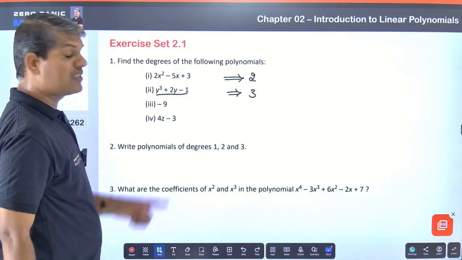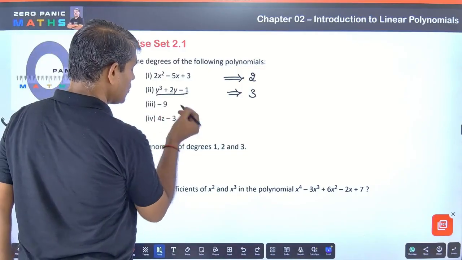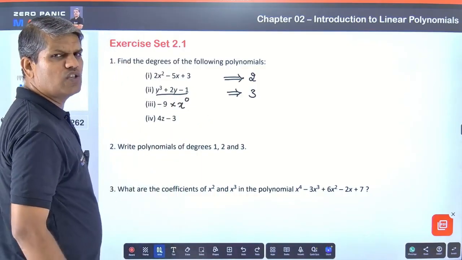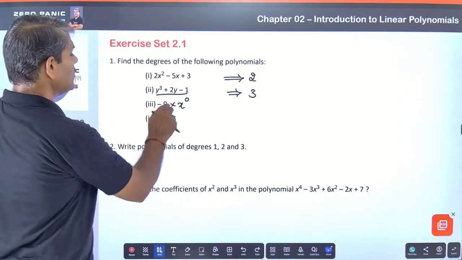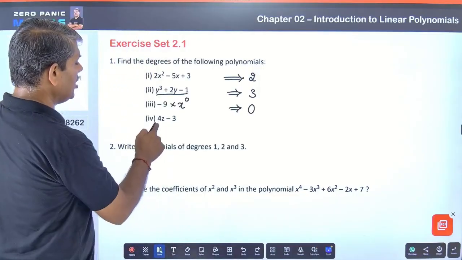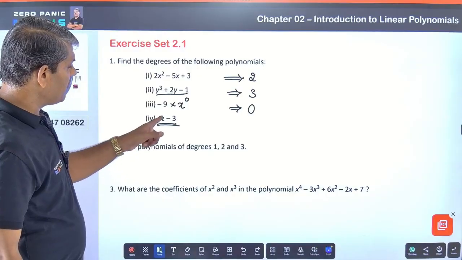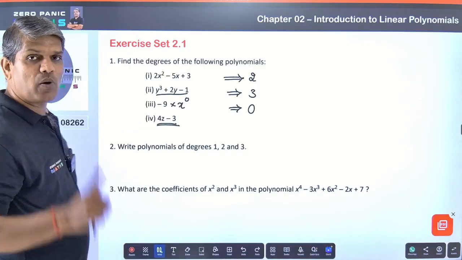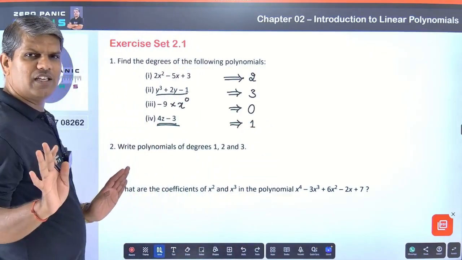Here you can see this is a constant polynomial. There is no x term, but you can consider this as x to the power of 0 or y to the power of 0; any variable to the power 0 should be considered. So what is the degree of this constant polynomial? That is 0. And here it is a linear polynomial because the variable z, which is the variable in this polynomial, has the highest power as 1. So what is the degree of this? It is 1. Simple.